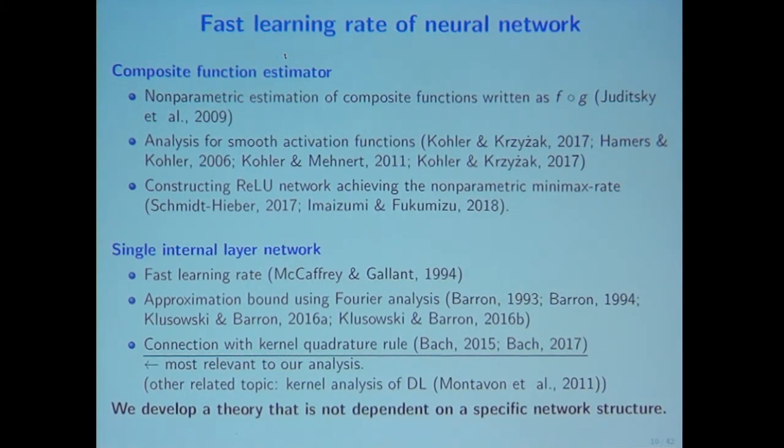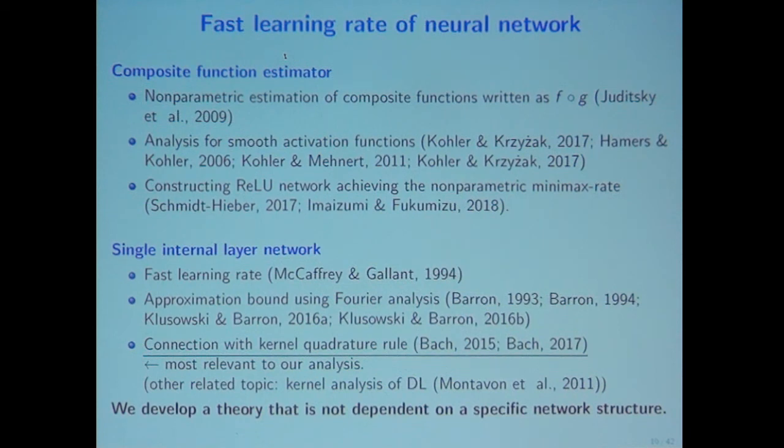In this presentation, I'm interested in the fast learning rate of a generalization error bound. The fast learning rate means that it is faster than the 1 over square root n convergence rate. The 1 over square root n is a typical convergence rate given by a Rademacher complexity analysis. But we use so-called local Rademacher complexity to obtain a faster learning rate. There are many papers, but the most relevant research is here.